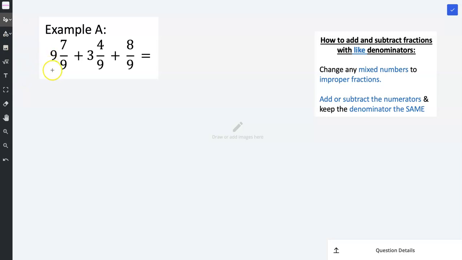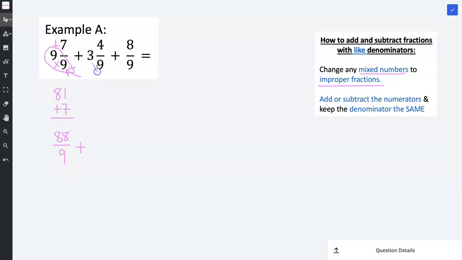And now I'm going to go ahead and change any mixed numbers to improper fractions. That's step 1. So to do that, I'm going to multiply the whole number by the denominator. 9 times 9 is 81. And then I add the numerator, so I add 7 to 81, and I get 88. That becomes the new numerator, and the denominator stays the same, so it stays a 9.